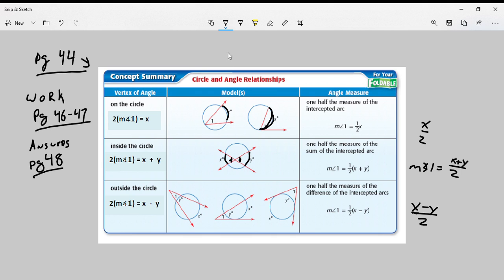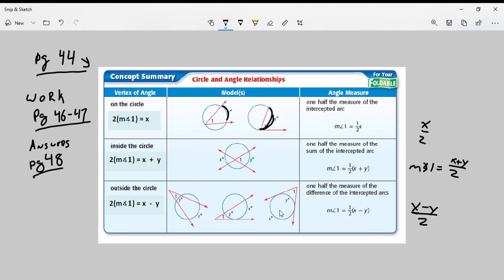Okay, and your last one, which is anytime there's an intersection outside the circle. Again, what are you going to do? You're going to take the larger arc, subtract from it the smaller arc, so x minus y, and then we're going to divide that by 2, or multiply by 1/2, whatever you feel more comfortable doing.